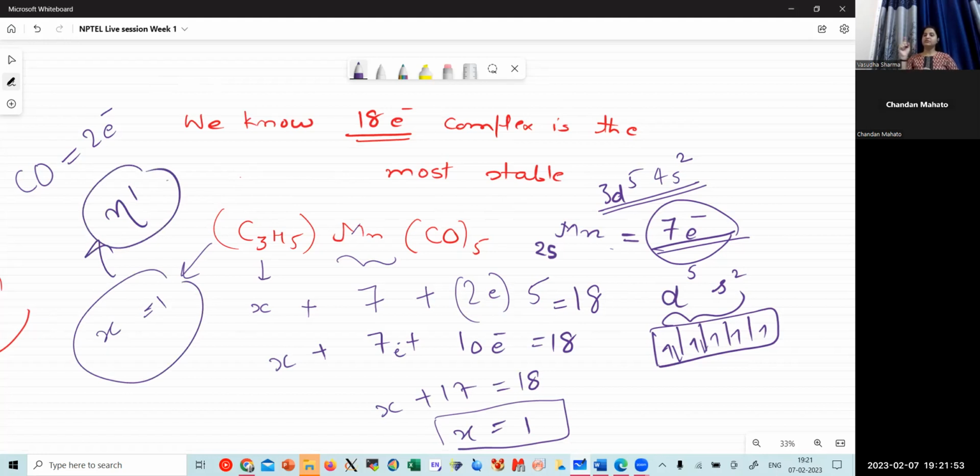So it is coordinating only via one carbon. Is it understood?